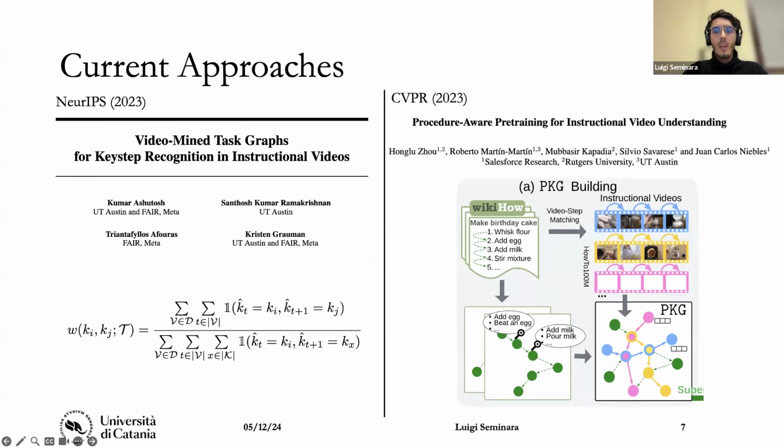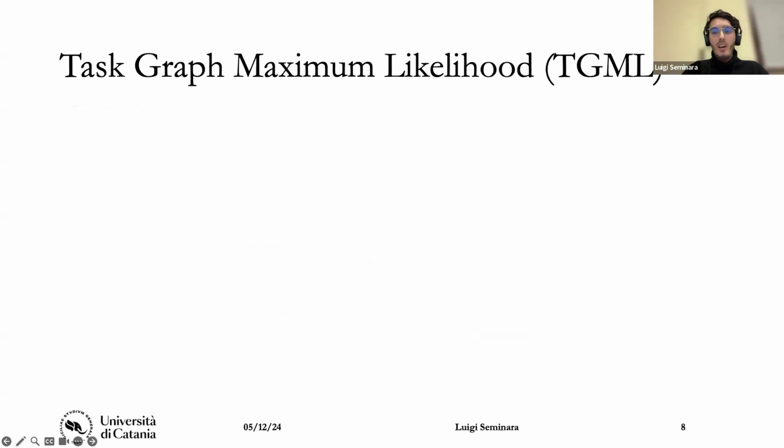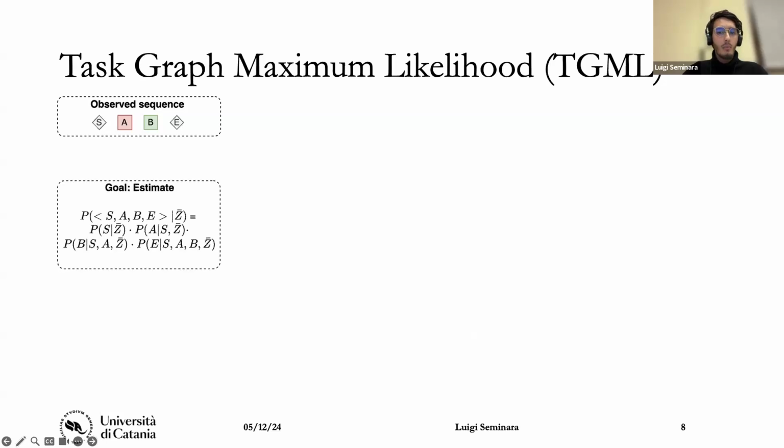We introduce a novel framework for learning task graphs from action sequences, which relies on maximum likelihood estimation to provide a differentiable loss function. So, given a sequence of actions, the goal is to estimate the probability of the given sequence being a topological sort of the given graph, and we can calculate it using the chain rule of probability.